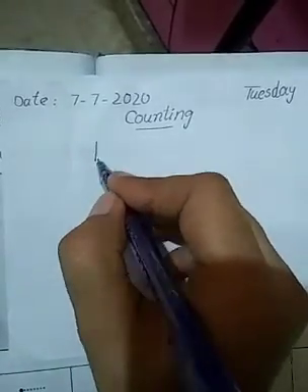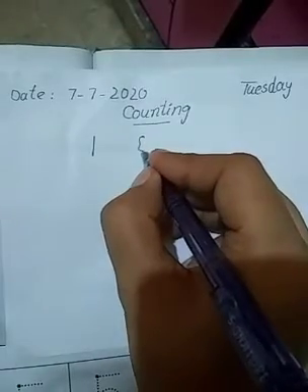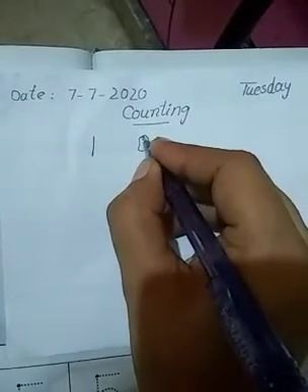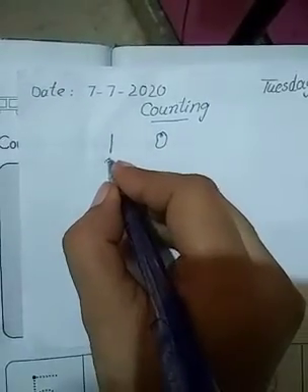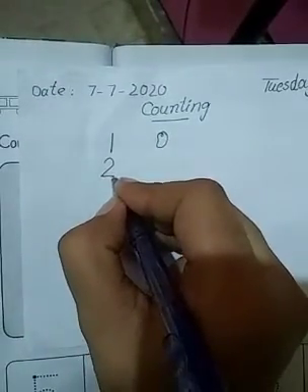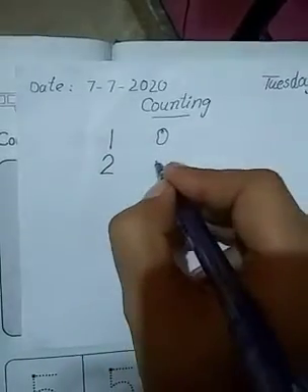1. What is this? 1. We'll draw 1 mango. How many mangoes are there? 1. What comes after 1? 2. What comes after 1? 2.